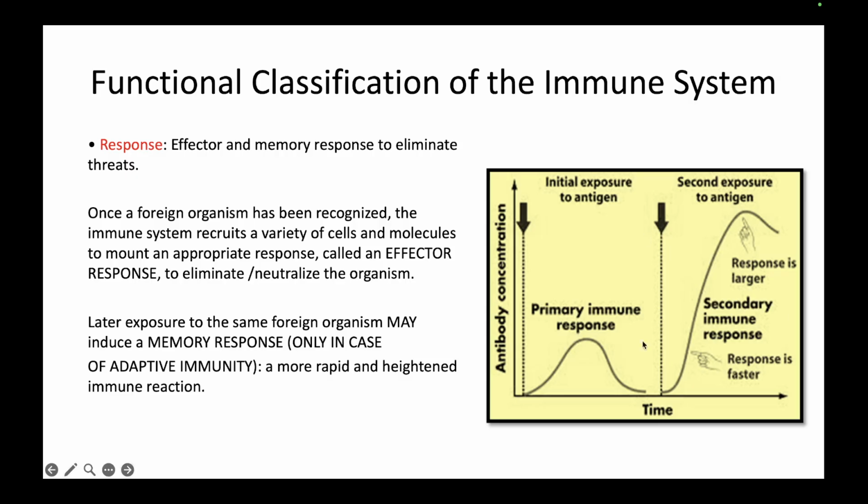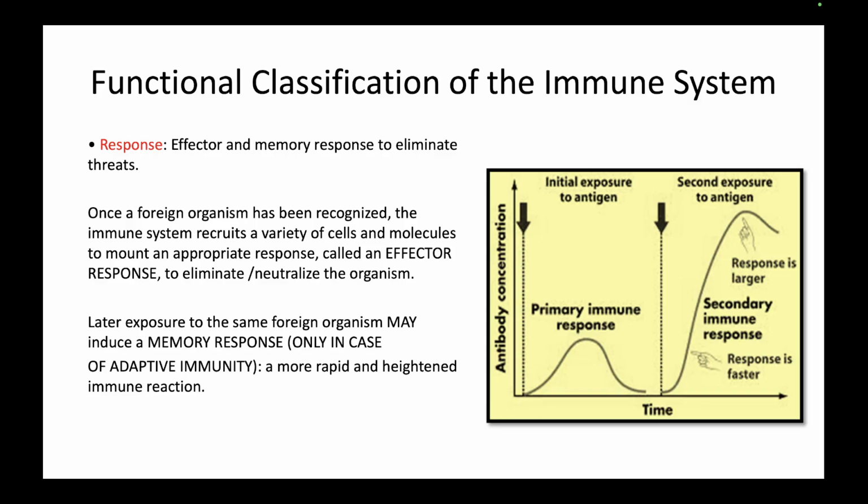So for example, here you can see this is the primary immune response and this is the secondary immune response. So in the adaptive immunity we talk about the antibody concentration. As you can see from this graph, it is taking a little time. Slowly it is increasing, and antibodies are generated in the primary immune response in the initial exposure to antigen. Then it gradually lowers down.